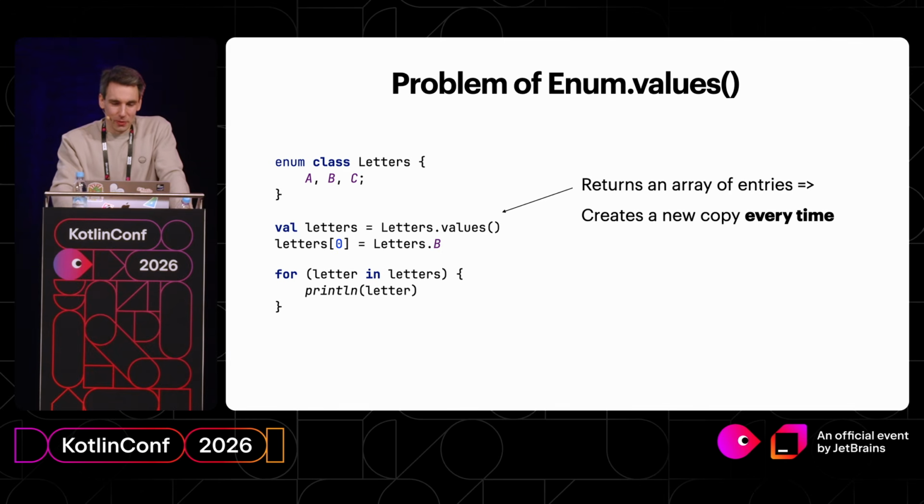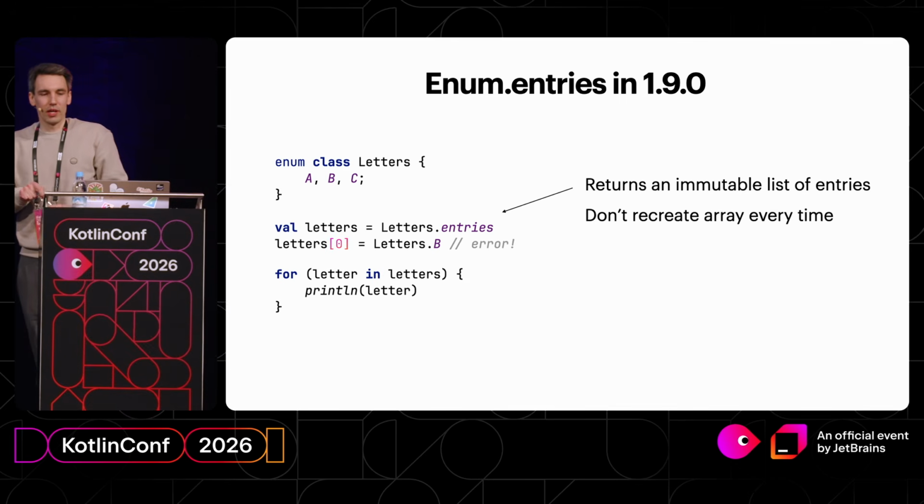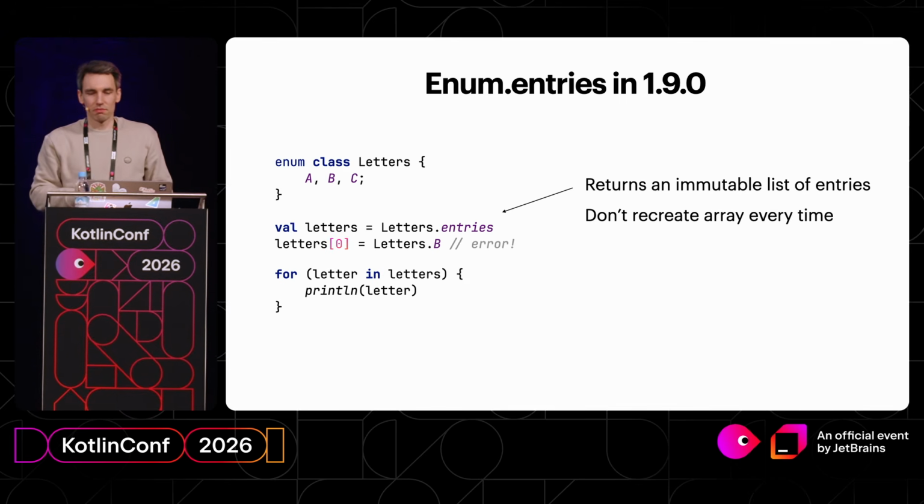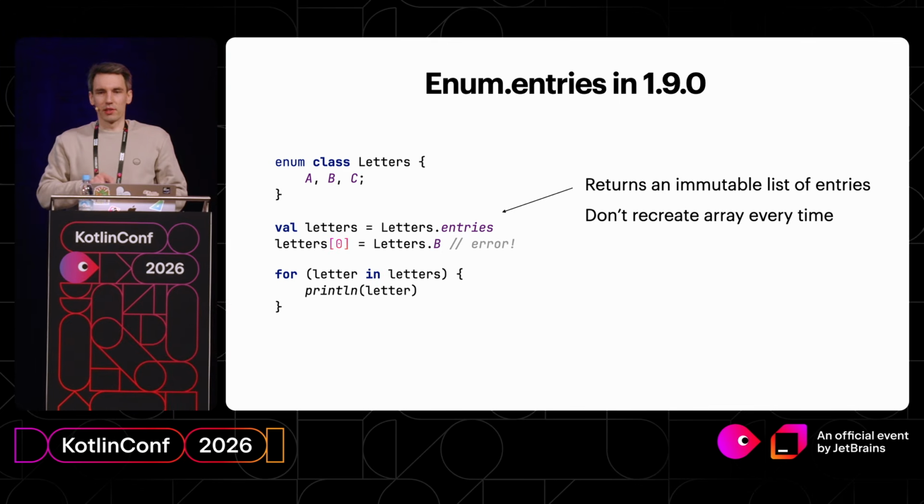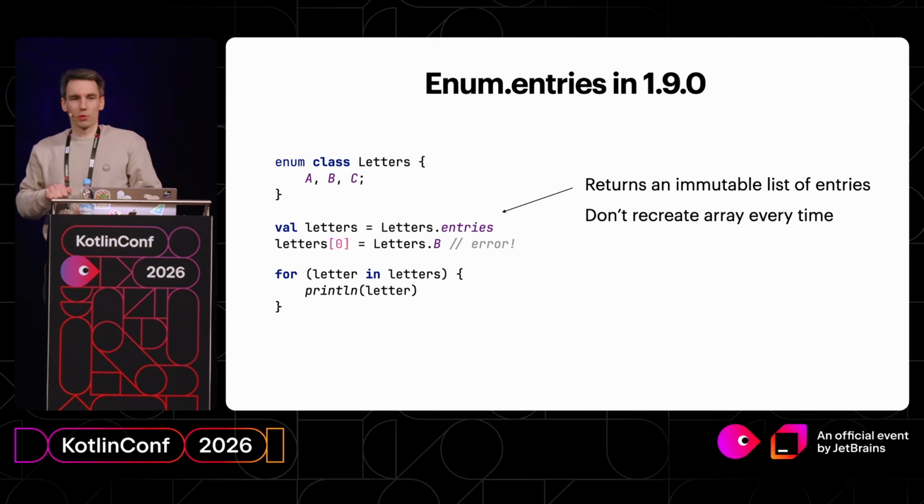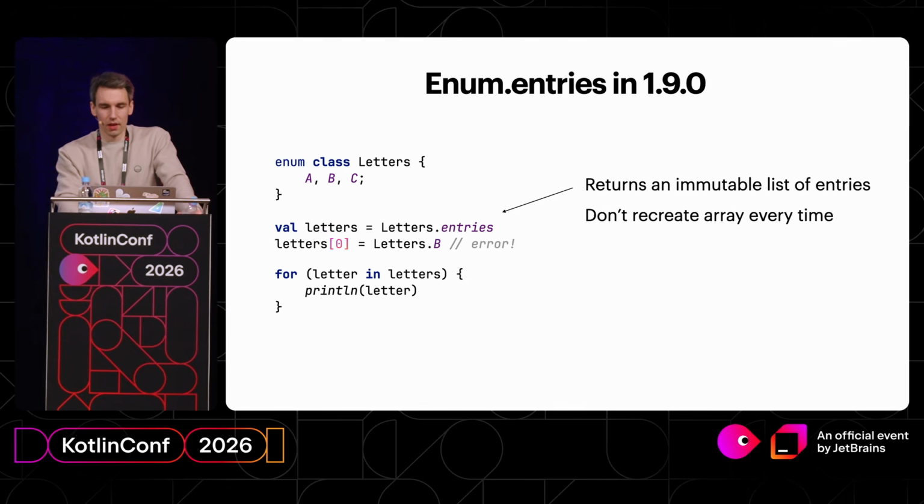And what we did in Kotlin is that in Kotlin 1.9, we introduced this feature called entries, and simply replaced it with a new call. But now it returns not an array, but an immutable list of entries. So we actually don't recreate the array every time. It's a better API because we normally work with lists. And it's better in terms of performance.